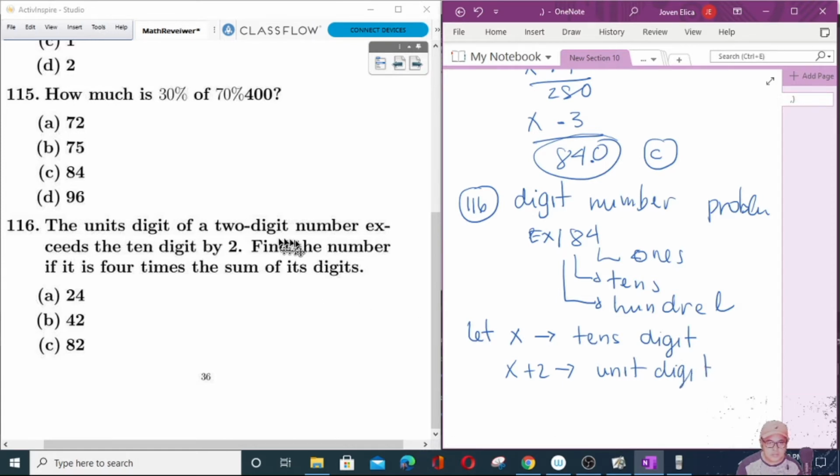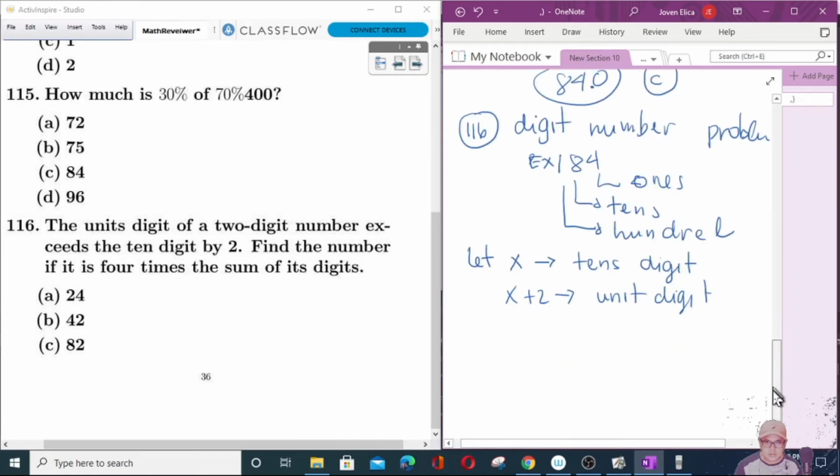The unit digit of a two-digit number exceeds the tens digit by 2. So we let x be the tens digit, and then based on the given problem, the unit digit exceeds the tens digit by 2. So this is the equivalent equation.